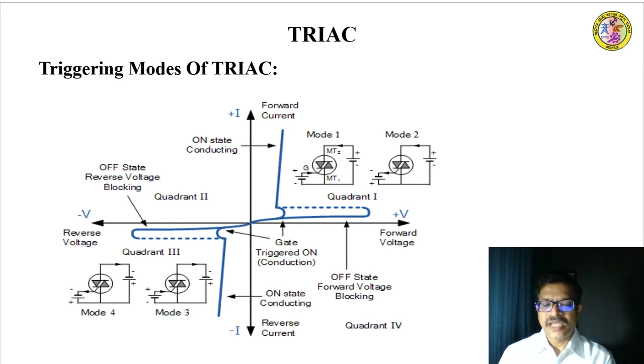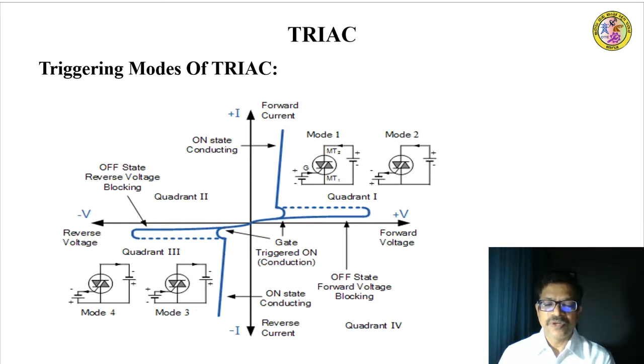Basically, the triac operates in two quadrants, that is, quadrant 1 and quadrant 3. The triac operates in mode 1 and mode 2 in quadrant 1 and in mode 3 and mode 4 in quadrant 3. In mode 1 operation, the triac with MT2 positive and positive gate current is more sensitive. Hence, it is the recommended method of triggering.